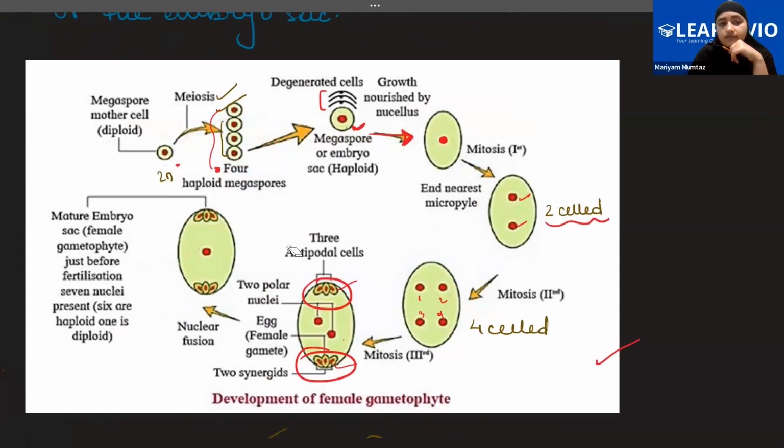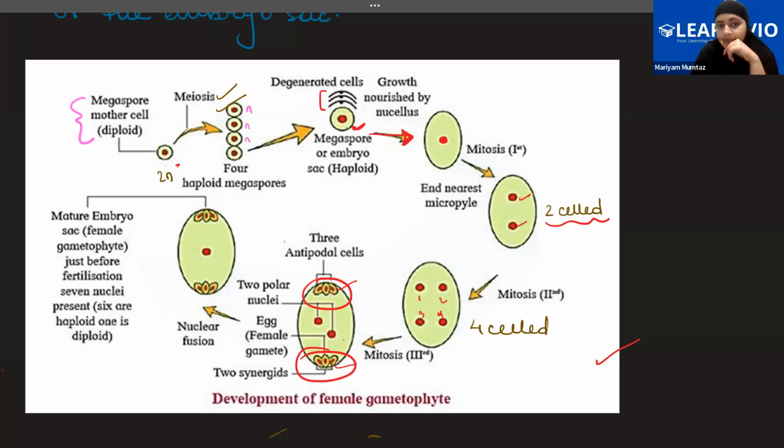Initially we had the megaspore mother cell, and everywhere ploidy has been given, whether it is haploid or diploid. Pay very close attention. The megaspore mother cell will 100% be diploid, because it has to undergo meiosis. Now, after meiosis has been done, then 4 haploid megaspores, each of them will be n.